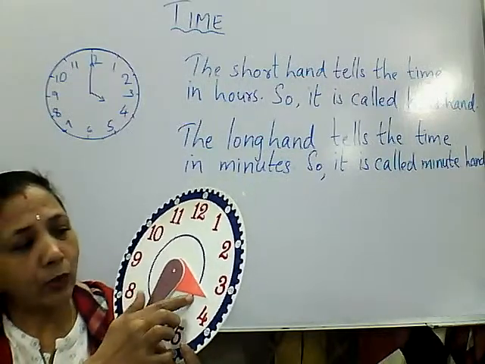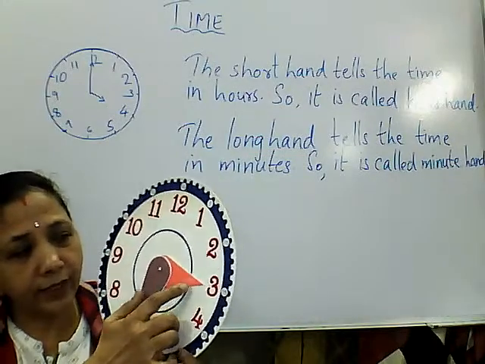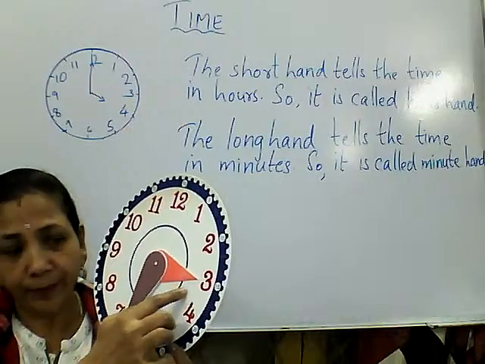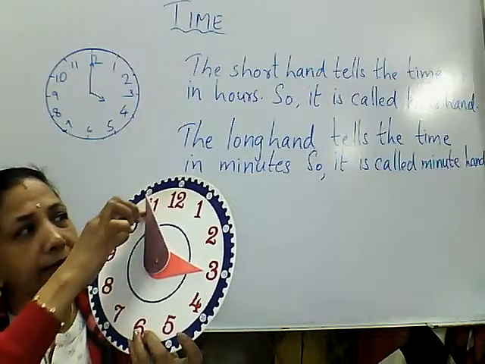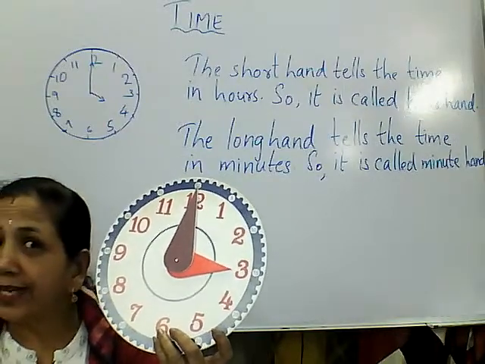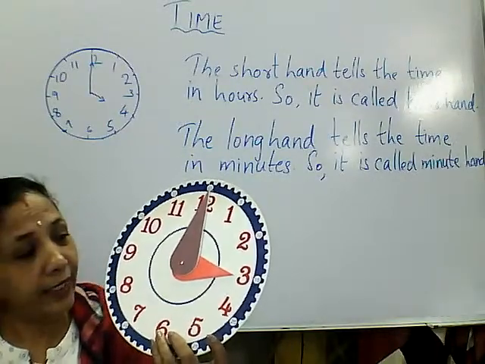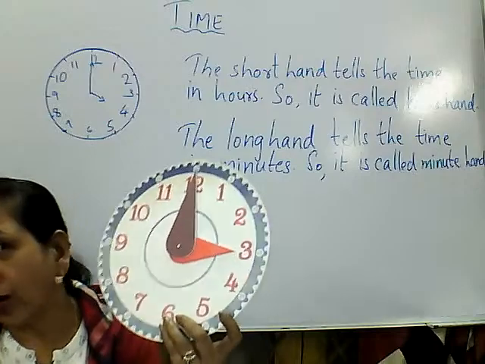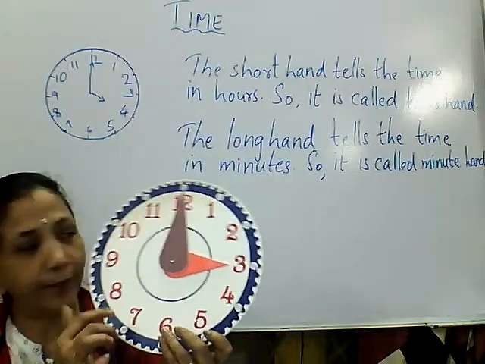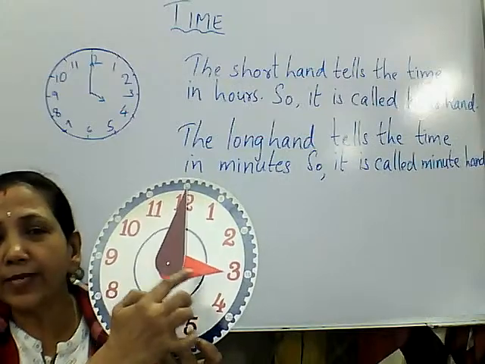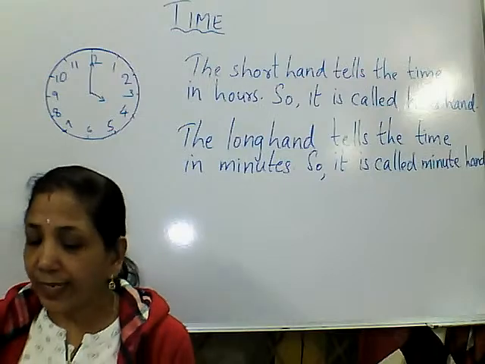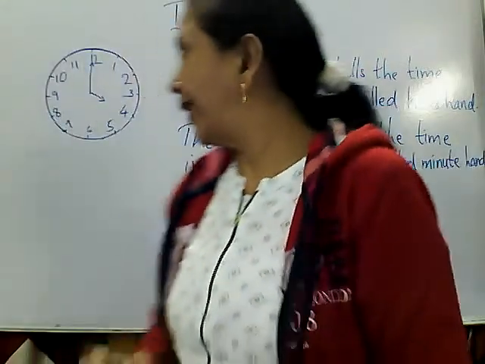Okay, now this hour hand is at 3, ye 3 number mein, and this minute hand is at 12. Now what is the time? We are telling 3 o'clock. 3 o'clock, 3 baj gaya bolta hai hindi mein, 3 baj gaya means time is 3 o'clock. It is called 3 o'clock. That I will show you. Now I will explain this.